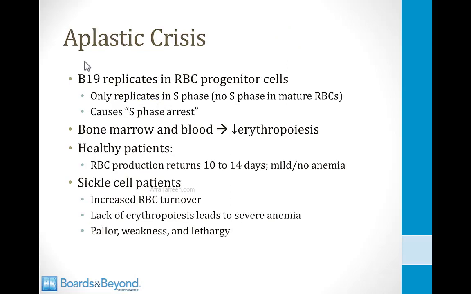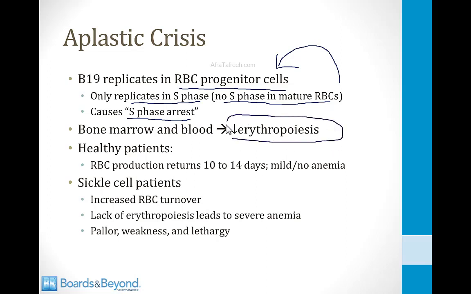To understand how B19 causes aplastic crisis, you have to appreciate that it replicates in red blood cell progenitor cells of the bone marrow. It only replicates in these cells during the S phase, and as you know, there's no S phase in mature RBCs. That's why it infects the progenitor cells in the bone marrow. It causes S phase arrest, and it's believed that there are molecules present during the S phase that are favorable to the virus. Once it infects the bone marrow cells, it lowers the rate of erythropoiesis.